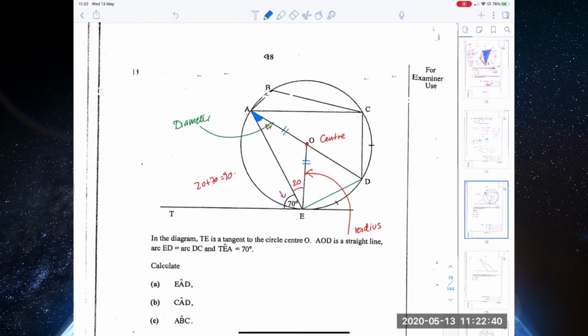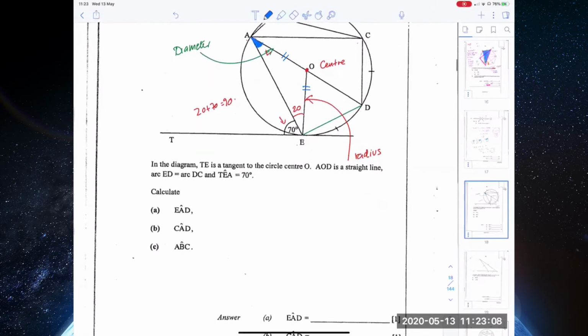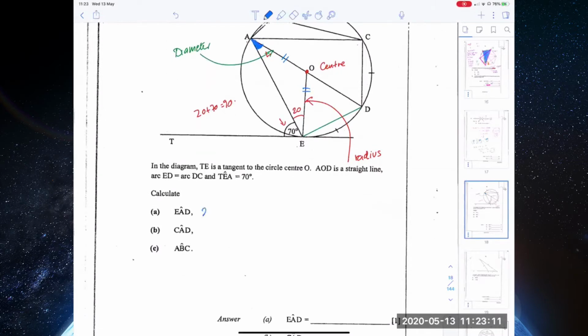And so if these two are equal, what about these two angles? You see the ones I'm pointing at? This angle and that angle. What are they? Equal. They're also equal, isn't it? So we want EAD, which means EAD is 20. You see that? So the answer to the first one is 20 degrees.